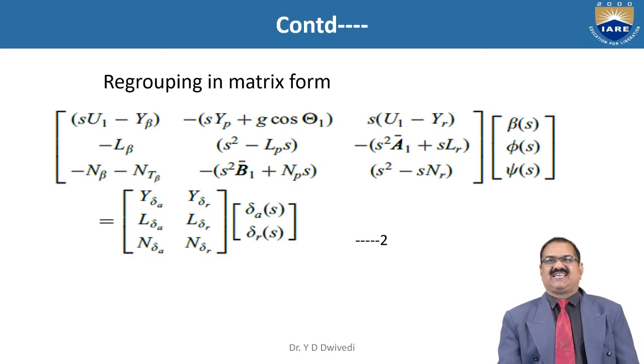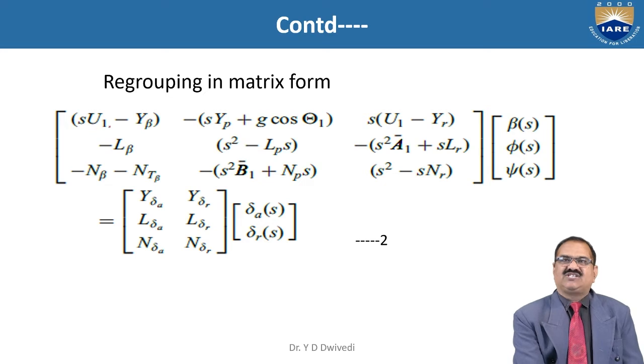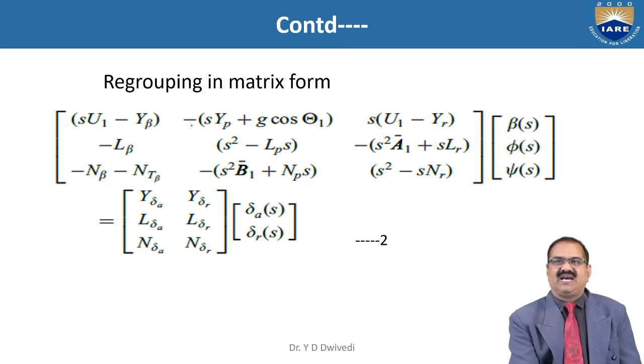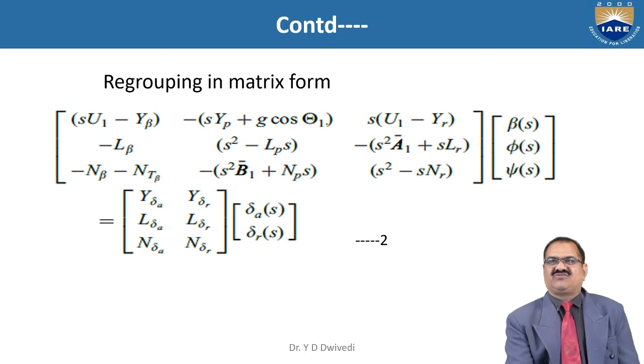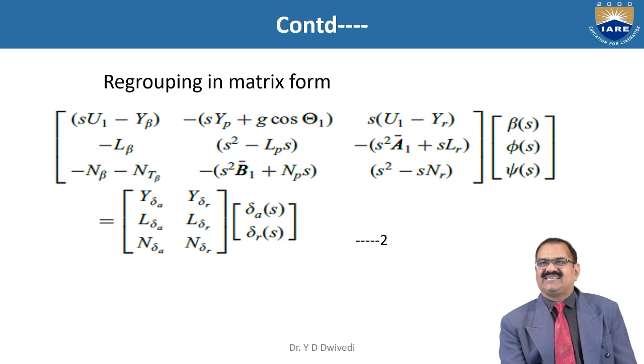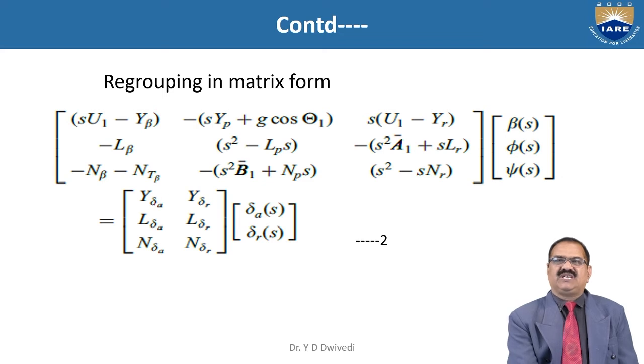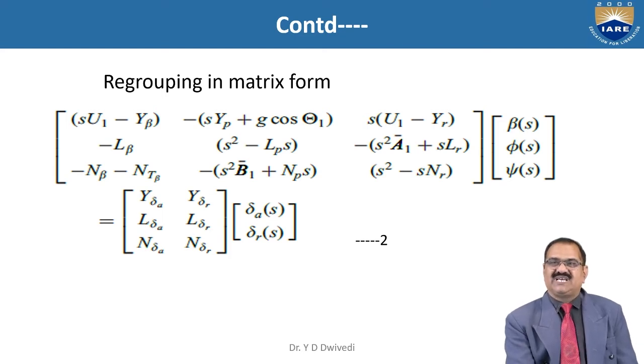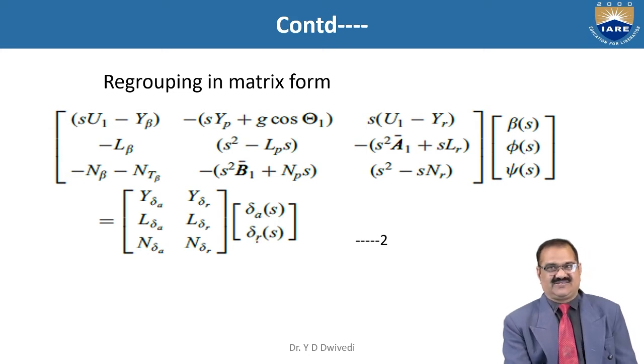Now regrouping these things, we got here su1 minus y beta minus syp plus g cos theta 1, su1 minus, here beta s, phi s and psi s. Here all the 3 angles are there, and here you see y delta a, y delta r, l delta a, l delta r, n. This y is a force, l is a rolling moment and n is a yawing moment. And this will happen due to the deflection of ailerons and the rudders.